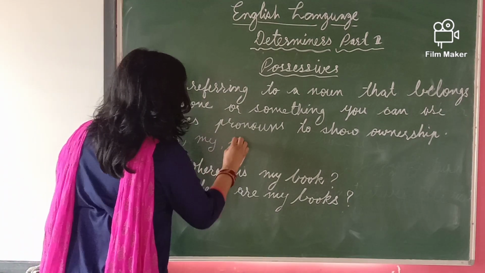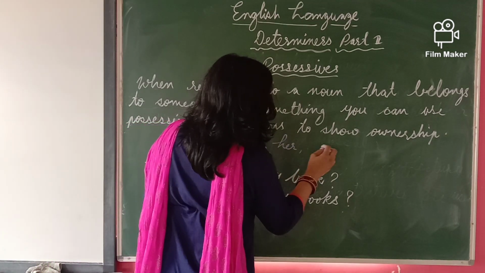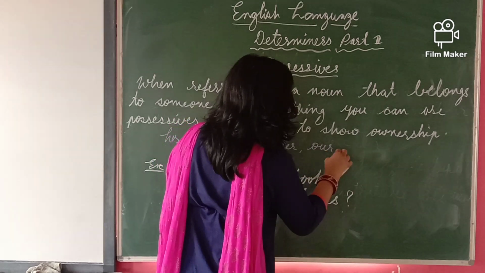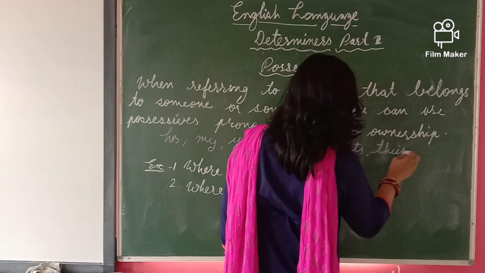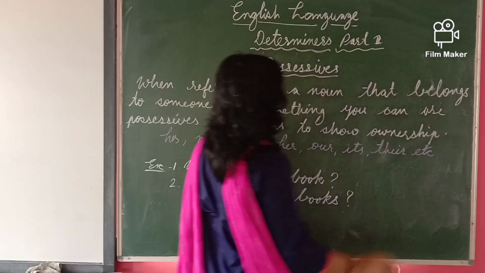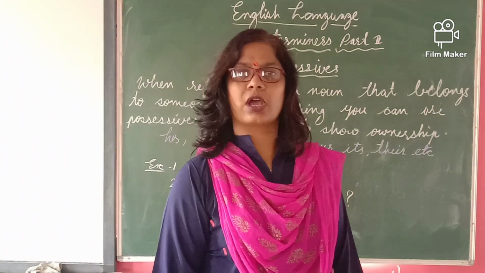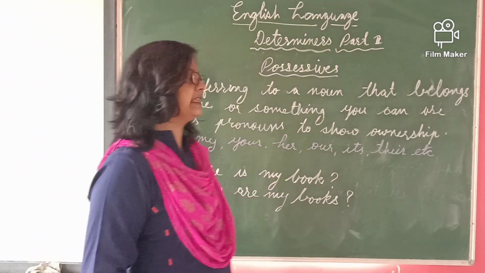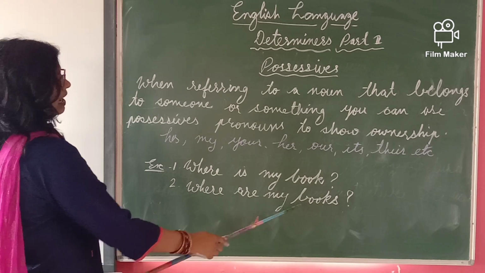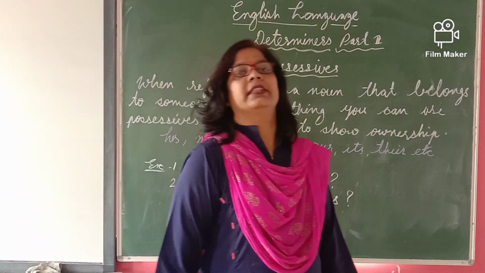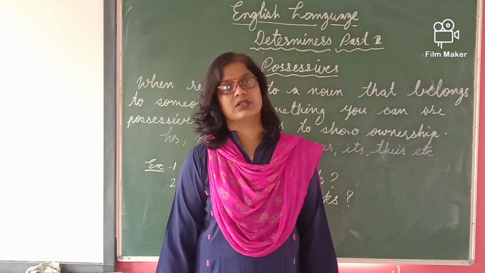mine, your, hers, ours, its, theirs, etc. These are all called possessive pronouns or possessive determiners. See the example here. Where is my book? Where are my books? It shows that we can use possessive pronouns or determiners with both plural and singular nouns.